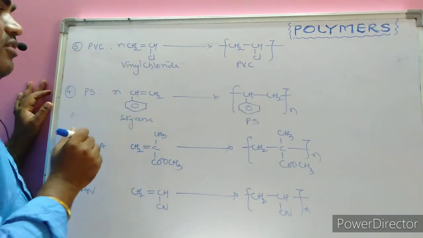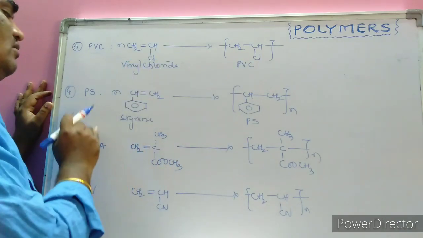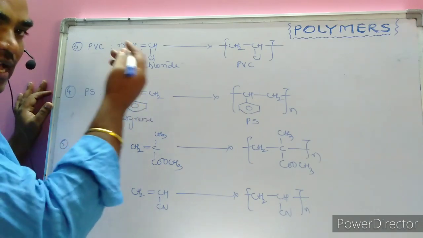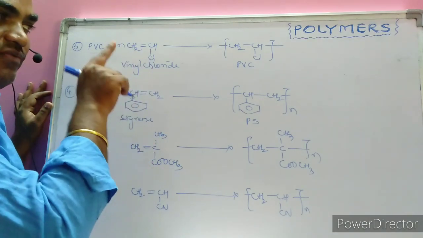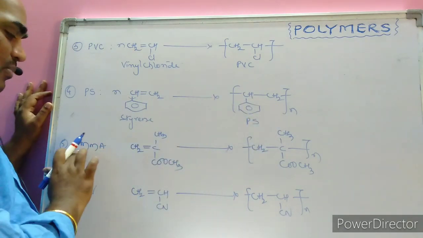A few more examples of addition polymerization. PVC, polyvinyl chloride, the monomer is vinyl chloride; chlorine is the electron withdrawing group. PS is polystyrene; the phenyl group is electron withdrawing. Already we explained that it undergoes cationic or anionic polymerization, which forms polystyrene.